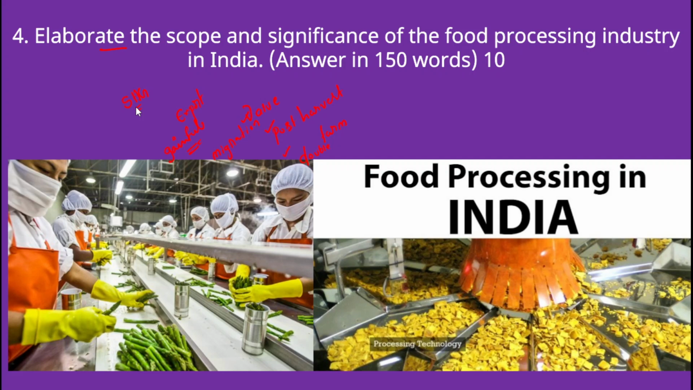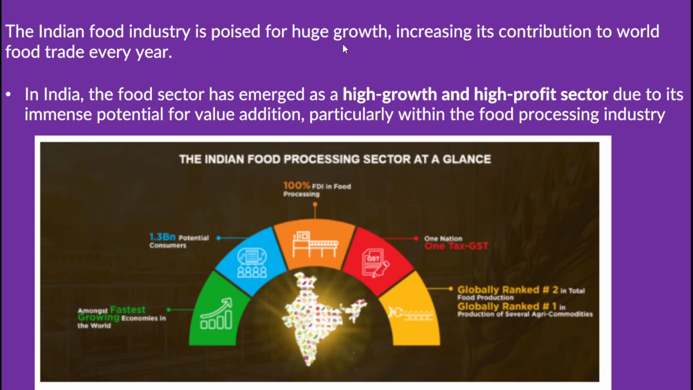In this context, the question asks us to elaborate the scope and significance of the food processing industry in India. Firstly, understand that the food processing industry is poised for huge growth because of its huge potential, its contribution to GDP, and its export potential. If you look at the trends of the Indian food processing sector, its contribution has been increasing significantly at the world stage year on year. The food processing sector has also been significantly contributing to the overall food trade of India.